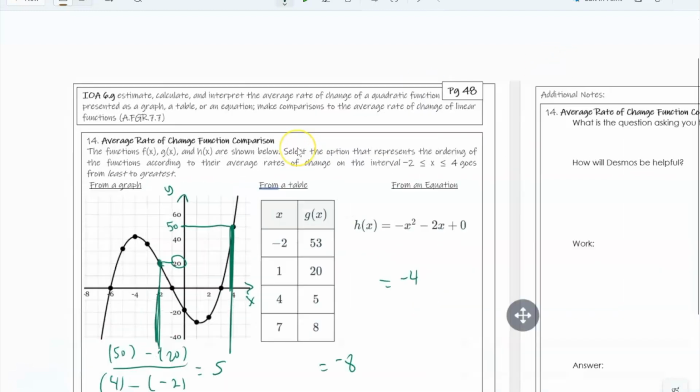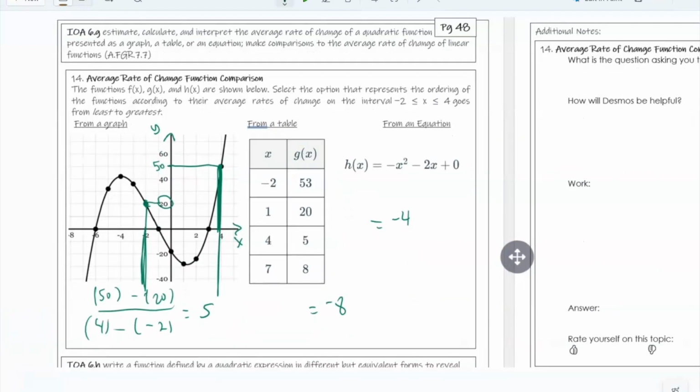All right, so let's read the question. Now that I've done all the math, let's actually read the question. What is it saying? So it says the function is blah, blah, blah. Select an option that represents the ordering of the function according to the average rate of change from least to greatest. That means the smallest number goes first. So there are going to be 2 types of questions that you're going to get. From least to greatest, so I'm going to answer this question.